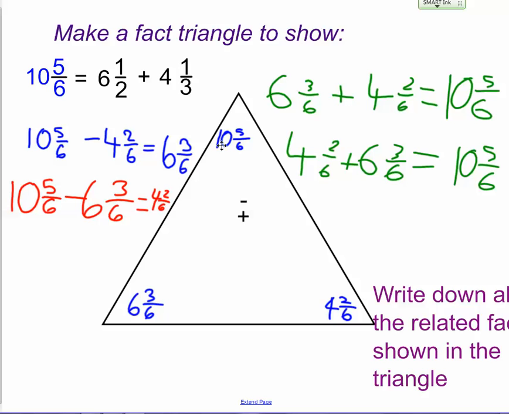So 10 5/6 is the total, and 10 5/6 minus 6 1/2, in the form of 6 3/6, is equal to 4 2/6, which is the same as 4 1/3. We just put them with the same denominator so you could check it. 5/6 minus 3/6 is 2/6. 5/6 minus 2/6 is 3/6. 10 minus 6 is 4, and 10 minus 4 is 6. And 6 3/6 plus 4 2/6 is 10 5/6. So these are the related addition facts, and these are the related subtraction facts.